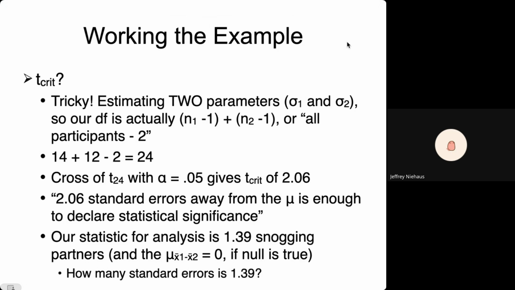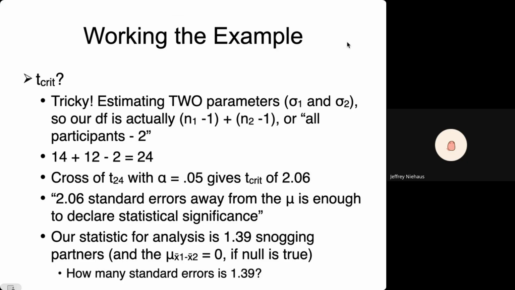If you look that up on the T table, if you go down to the 24 degrees of freedom, you go over to an alpha of 0.05, you get a critical value, a T crit of 2.06. So our statistic for analysis, x bar sub 1 minus x bar sub 2, has to be a little bit over 2 standard errors away from 0 in order to be significant.